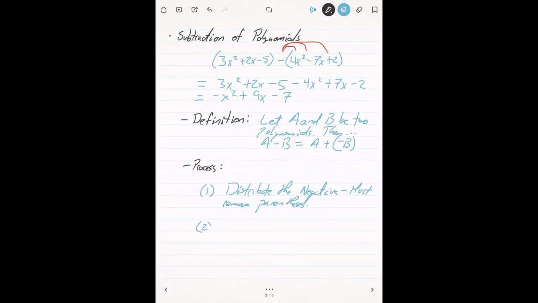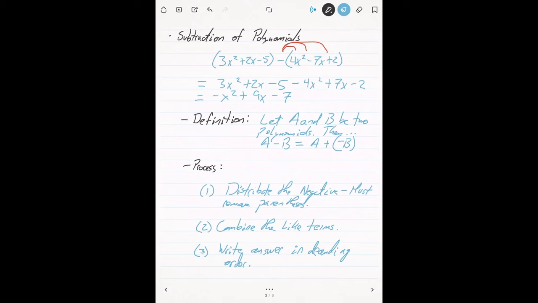Once you do that, combine the like terms, and then really just write your answer in descending order.